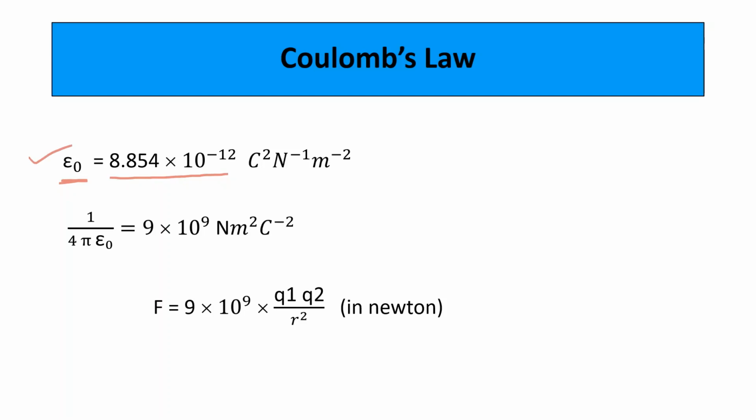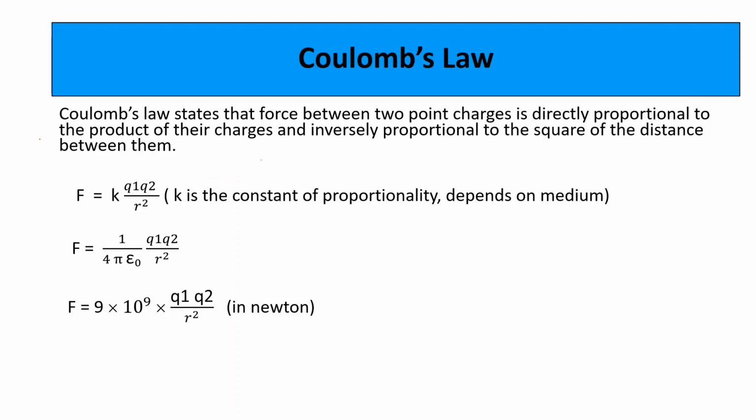Don't worry about that. 1 by 4 pi epsilon naught value is 9 into 10 raised to 9. Therefore, F can also be written as F is equal to 9 into 10 raised to 9 Q1 Q2 by R squared. Coulomb's law states that force between the 2-point charges is directly proportional to the product of the two charges and inversely proportional to the square of the distance between the charges.